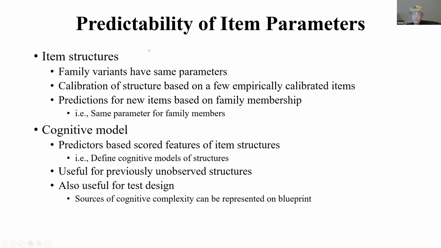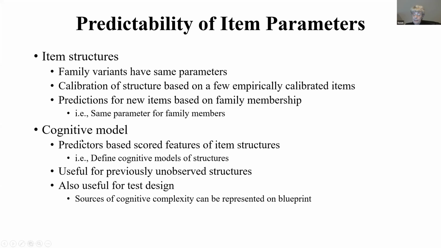Now, let's look a little bit at defining things here. Item structures. Well, we have family variants, that is, they're generated to have the same parameters. So you have a calibrated structure, really, based on a few items that have been generated from that structure. And then, of course, you make predictions for new items based on being a member of that family of generated items. So you have the same parameter for family members.